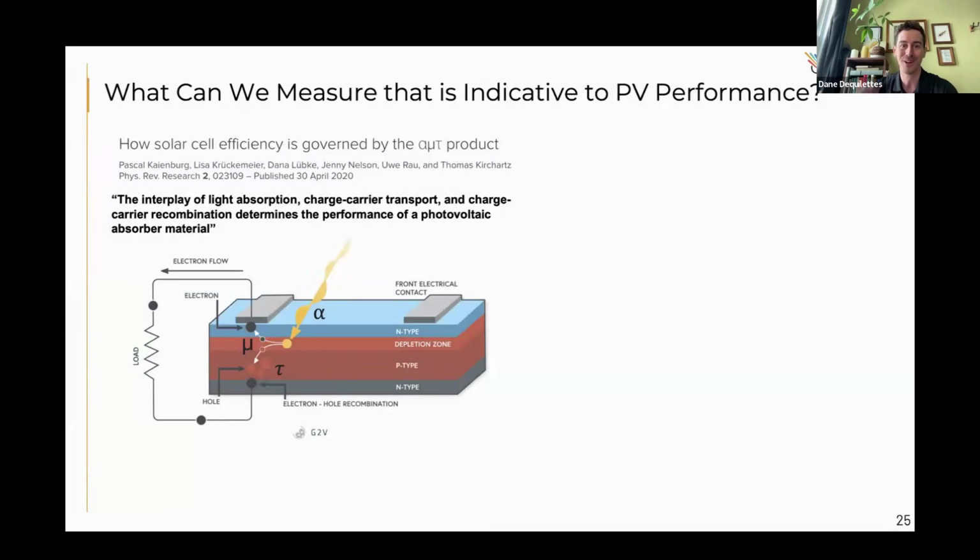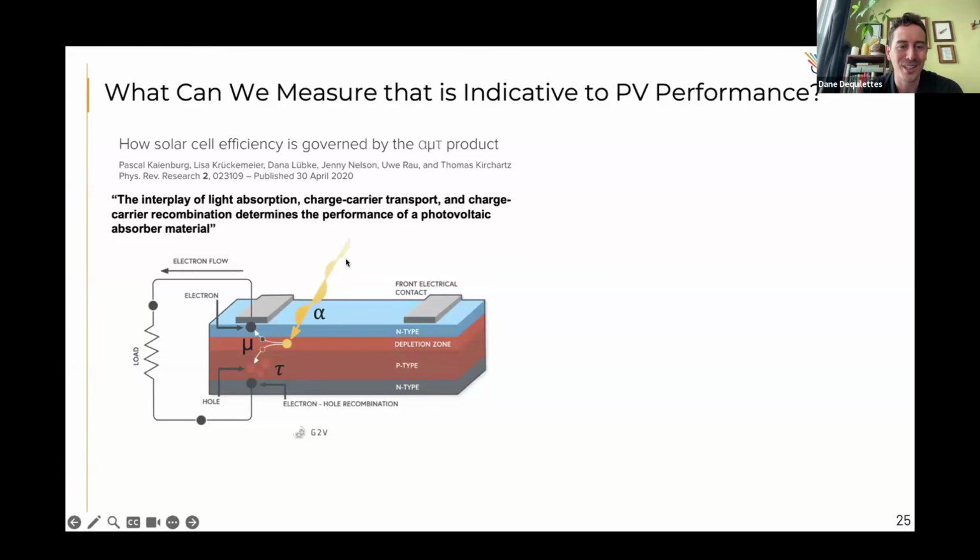One big question that I think all of us have always had is, what can we measure that's going to be indicative of how a solar cell actually performs? What are the key measurements we need to do in order to understand that? If you talk with a bunch of PV device physicists, they say different things, but generally there's a few things that people agree on, which is the alpha mu tau product, or alpha mu tau. And I'm just going to very quickly talk about what those are.